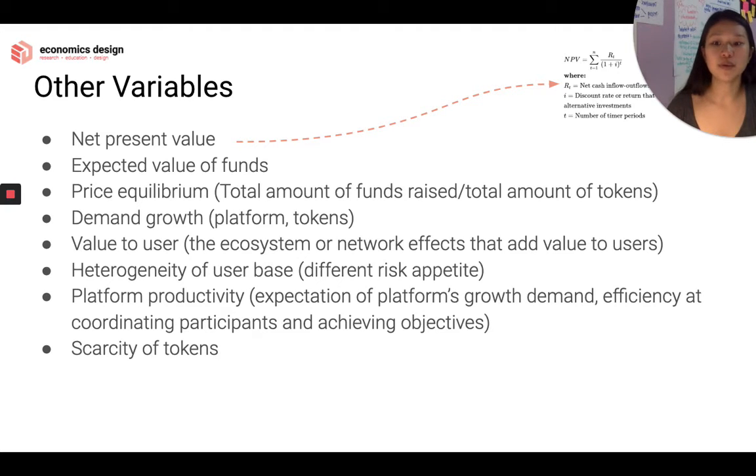And then maybe your ecosystem will have demands from very different areas. And that's a lot safer because you're hedging against a different kind of risk when you have demand from different areas. You have platform productivity, so expectation of platform's growth demand, efficiency at coordinating participants, and to achieve the objectives.